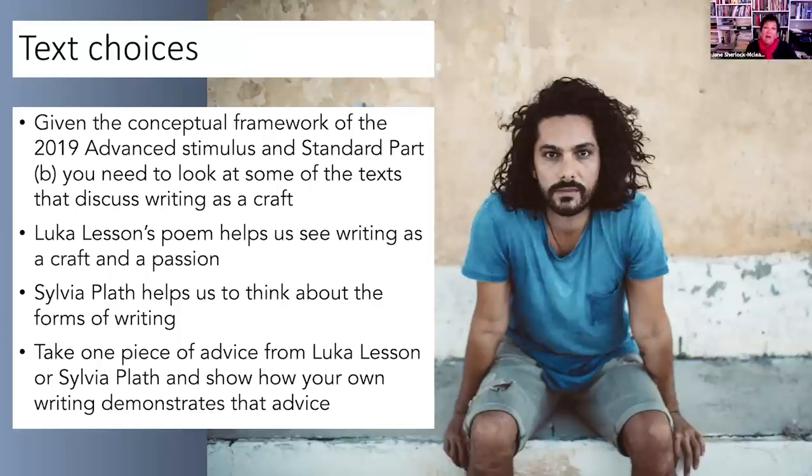Whereas Sylvia Plath is more structured, and she talks about how the poem is the closed fist, whereas prose is much more open. And isn't that a wonderful metaphor? So maybe take a piece of advice from either one of them and demonstrate how you have shown that your grey matter may no longer be grey, for example.